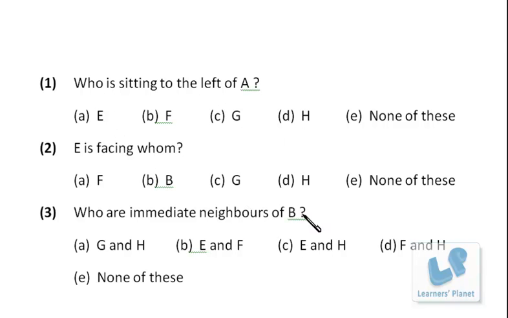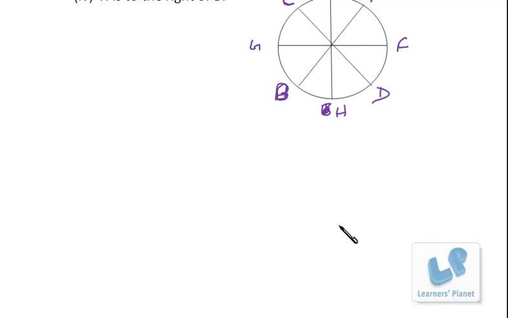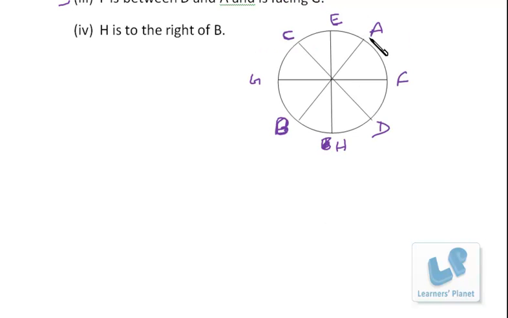First of all, who is sitting to the left of A? Left of A. This is A facing on this side. So E will be on the right, and F will be on the left.